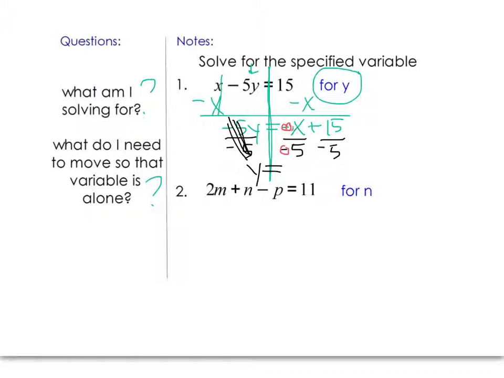A negative divided by a negative becomes a positive. So I have positive x over 5. I have positive 15 divided by negative 5. That becomes negative 3. So your final answer is y equals x over 5 take away 3.